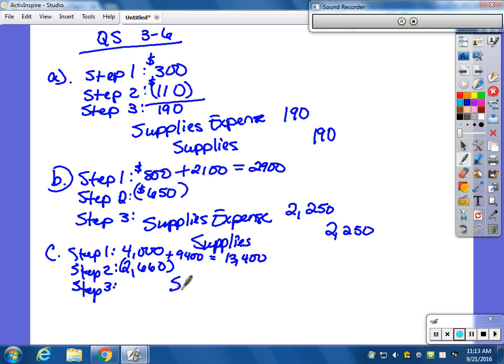Supplies expense. How much? $10,740. Credit what? Supplies. $10,740.